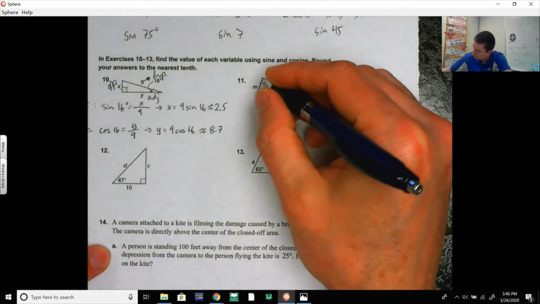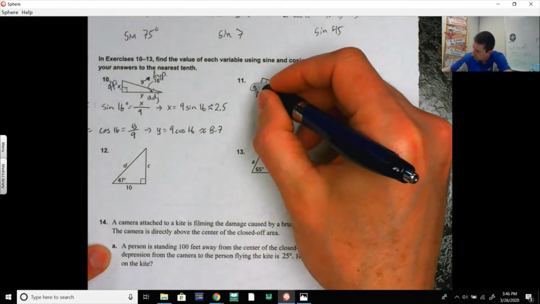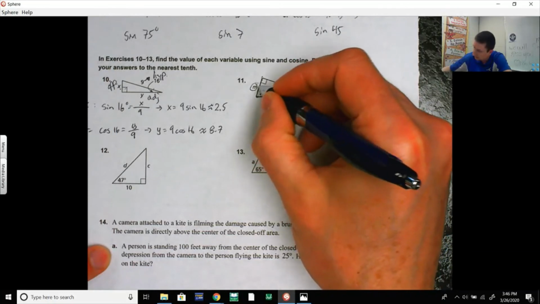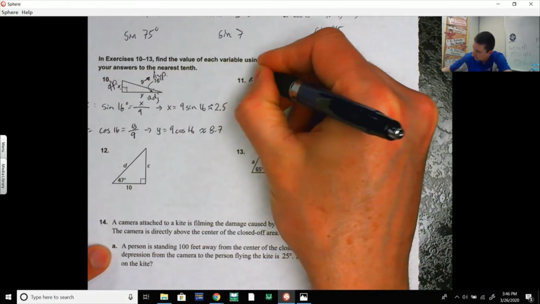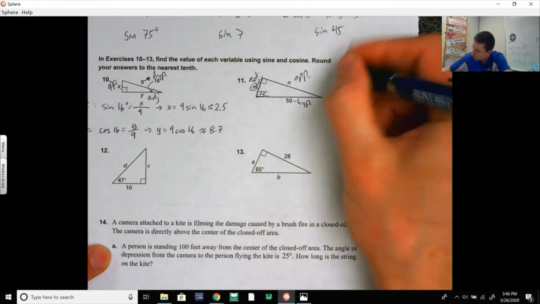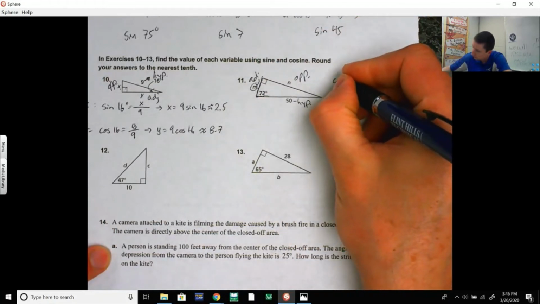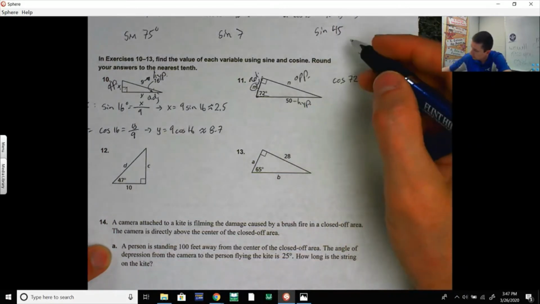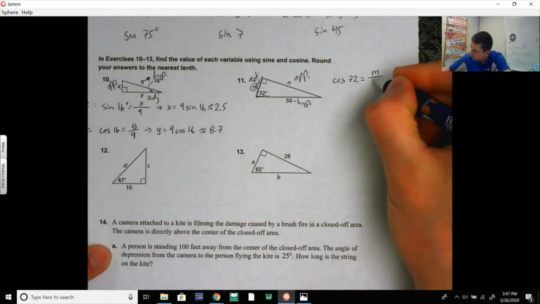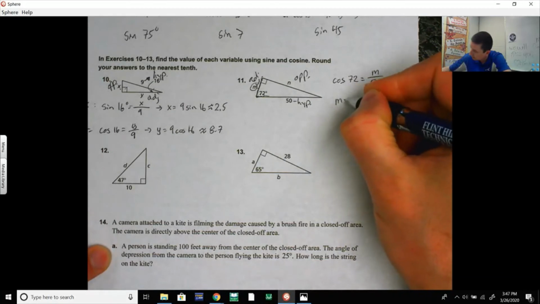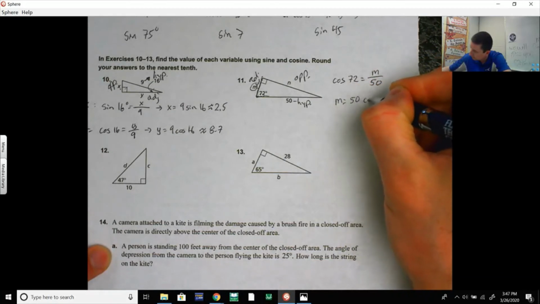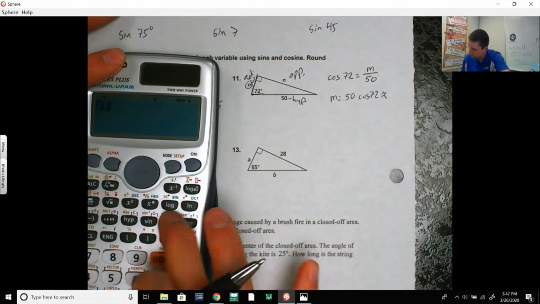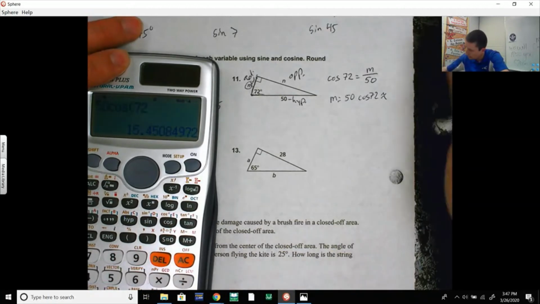So if I'm looking for M, it's next to, forming the angle. That is the adjacent side. This is the opposite side. So if I'm looking for M, I have to use cosine. Cosine of 72 equals adjacent over hypotenuse, so M over 50. So M is 50 times the cosine of 72, which is 15.5.